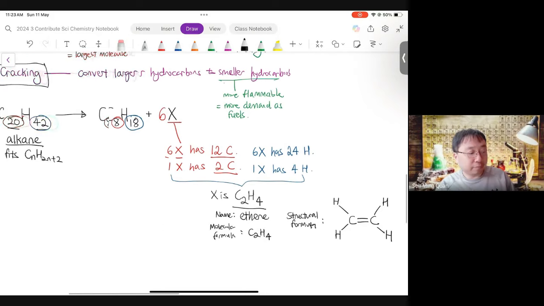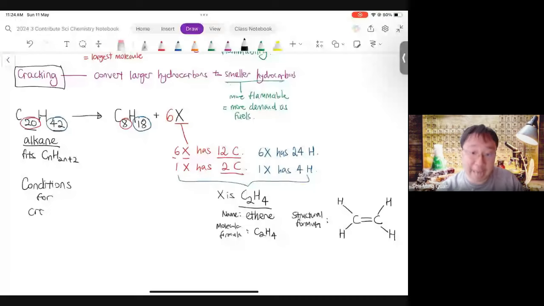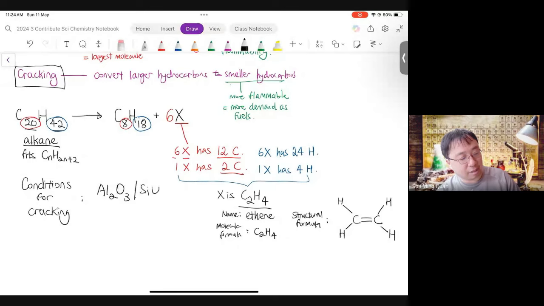Now, finally, after deducing what is X, what else can we ask you? Of course, we can ask you what is the name of this process. The name of this process is cracking. We can also ask you, why is this important? It's important because smaller hydrocarbons are more flammable and have a higher demand as fuel. And finally, what are the conditions for cracking? Conditions means what catalyst do you need? The catalyst is aluminium oxide or silicon dioxide. It speeds up the reaction for cracking to convert the larger hydrocarbons to smaller ones.